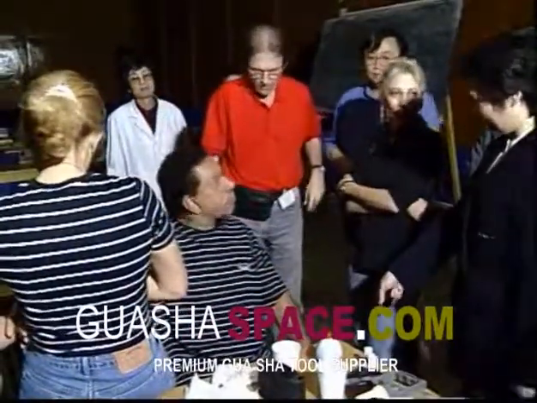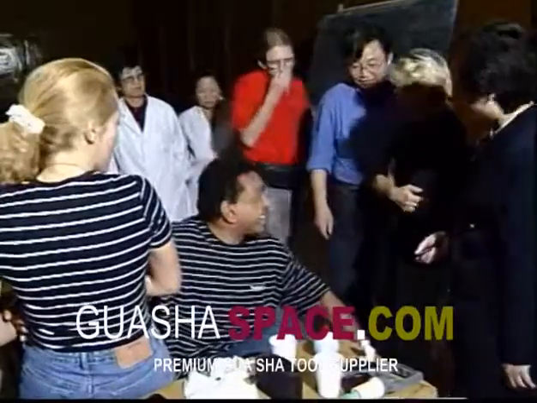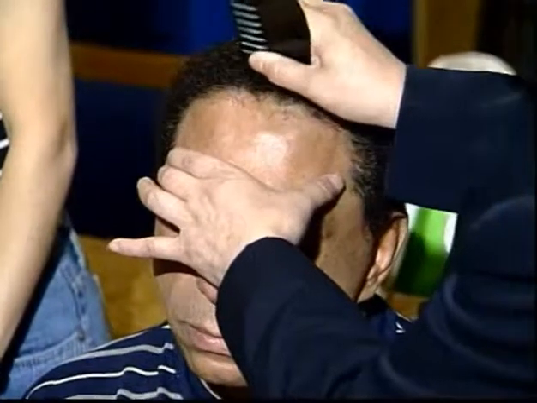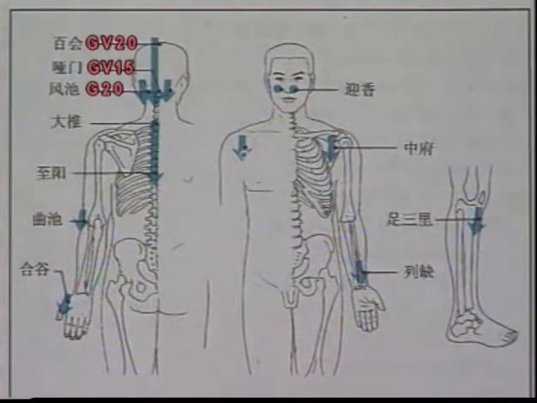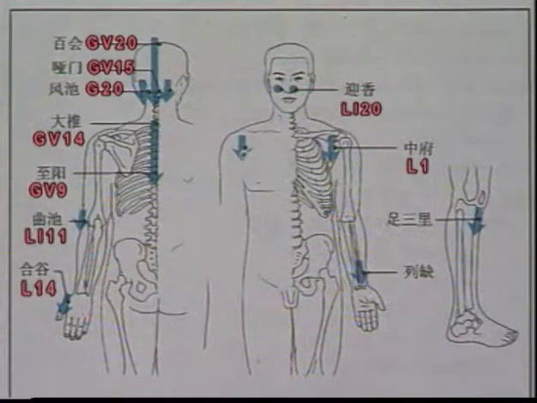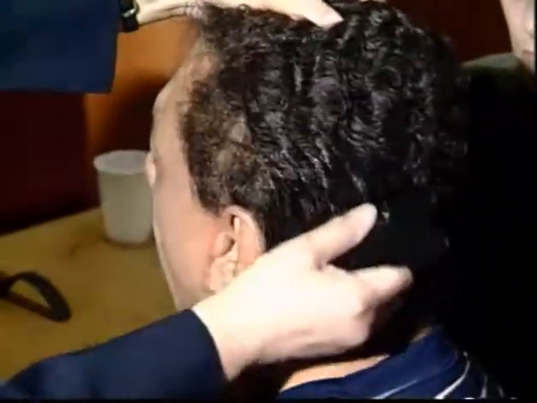This is a friend from Brazil who had common cold, headache, runny nose, nasal obstruction, and aching pain in all of the body. He asked to be treated with scraping regions. Scrape the middle region of the forehead using rigorous scraping, and then scrape bilateral region 1 lateral to the forehead. Scrape the points: GV20, GV15, G20, LI20, GV14, GV9, L1, LI11, LI4, L7, ST36.